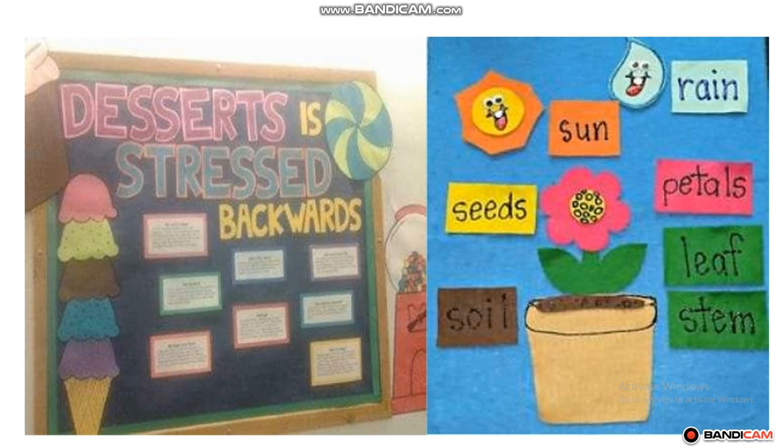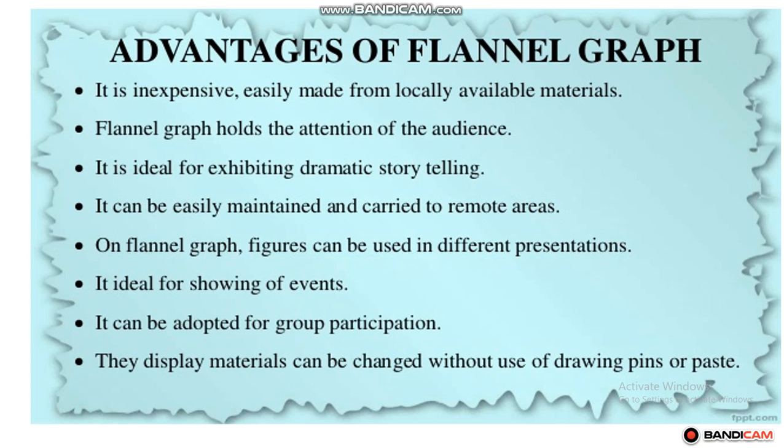So these are the different types of flannel boards and aspects which can be taught. One is about the desert aspect. Another aspect is about seeds, soil, plants, how the plant grows, and what the different parts of a plant are. In that way it is explained with a flannel board.